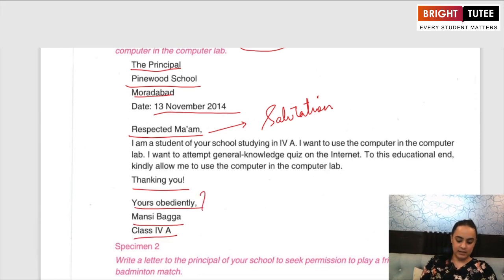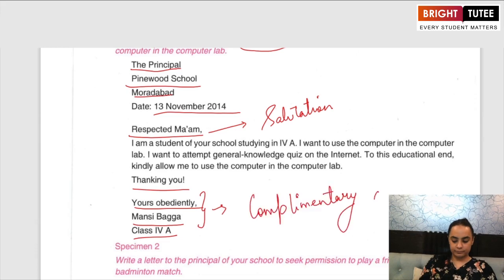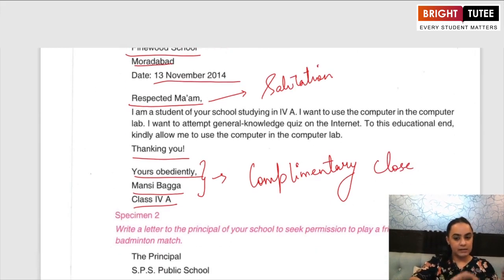So at the end you write your complimentary close. You will write whatever information, whatever request you wish to make to the principal, again as precise and up to the mark as possible. And then you will close it by saying yours obediently, your name and your class.